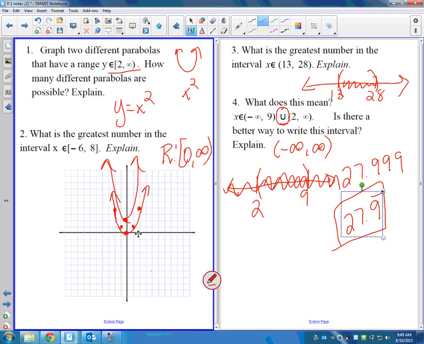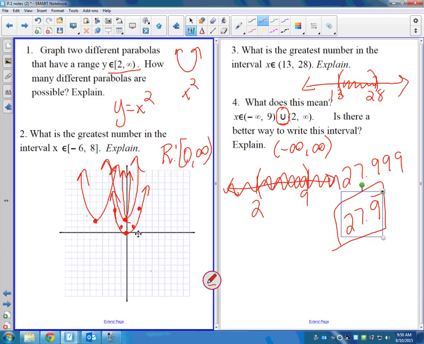Perfect. So instead of starting at 0, 0, she just moved that vertex up 2. Can anyone think of another way? Just move it over like this. Anybody think of another way? Make it slimmer, like a really skinny one.